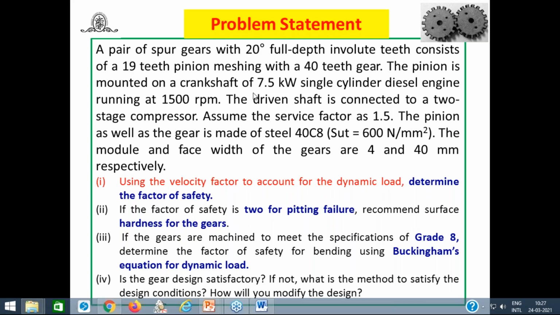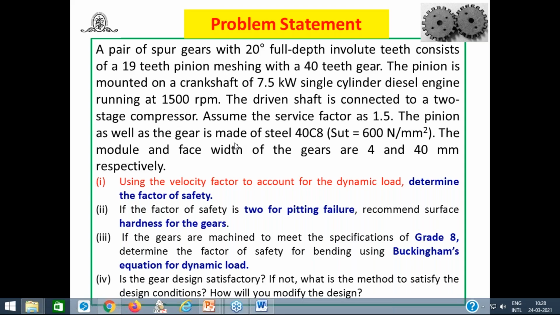Pinion is mounted on crankshaft of a 7.5 kilowatt single cylinder diesel engine. Now here the power transmitted is 7.5 kilowatt, running at 1500 RPM, and the driven shaft is connected to a two-stage compressor. That means a gearbox is used in between the single cylinder diesel engine and the two-stage compressor. Try to understand. Assume the service factor is also given, Cs is 1.5.